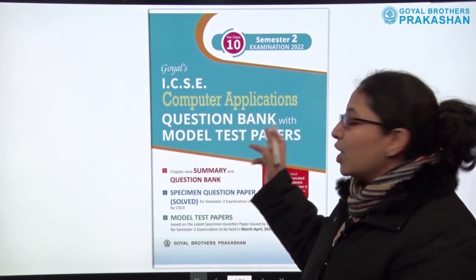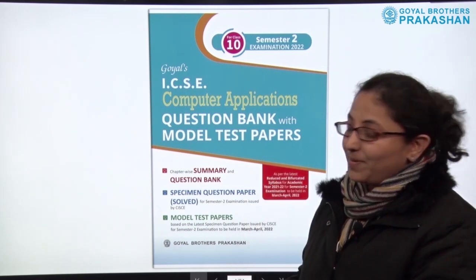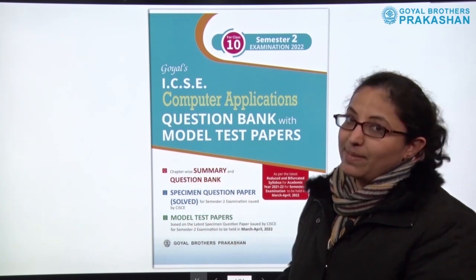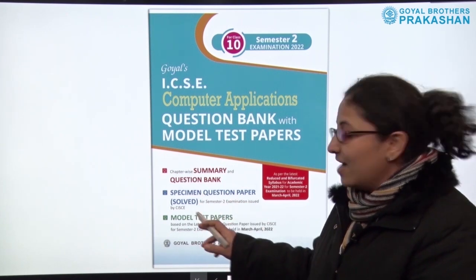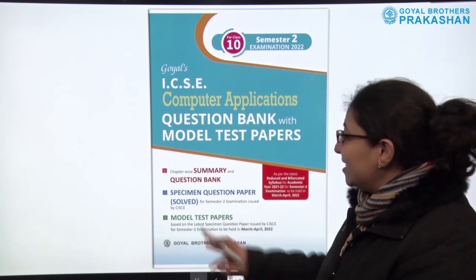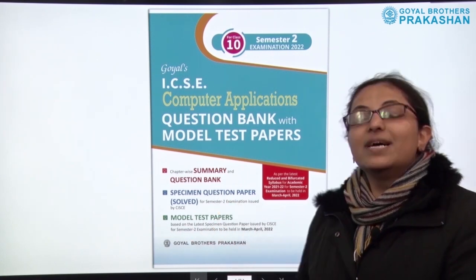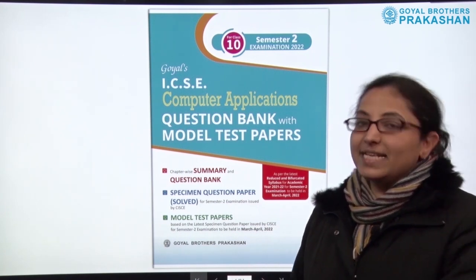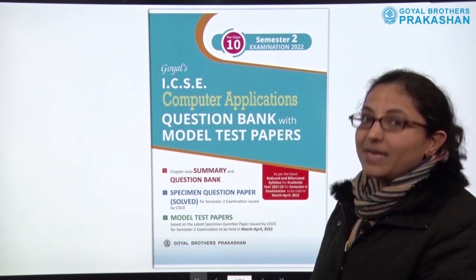This is a question bank with model test papers. Let me quickly take you through the book. What is this book all about? To start with, this book has a chapter-wise summary and question bank. This book also has the specimen question paper for semester 2 examinations issued by CISCE, which is solved. Also, this book has model test papers based on the latest specimen question paper issued by CISCE for the semester 2 examinations which are to be held this year in the months of March and April. So let me take you through how the book has been designed.